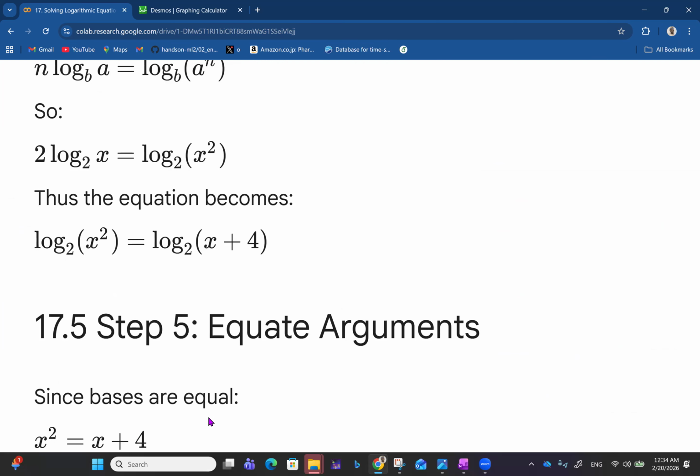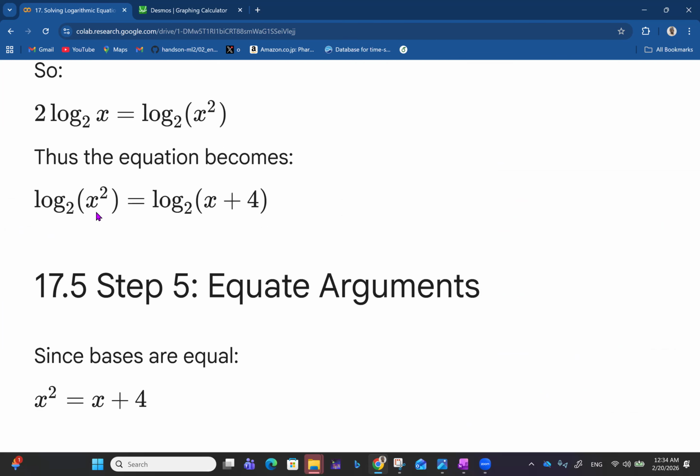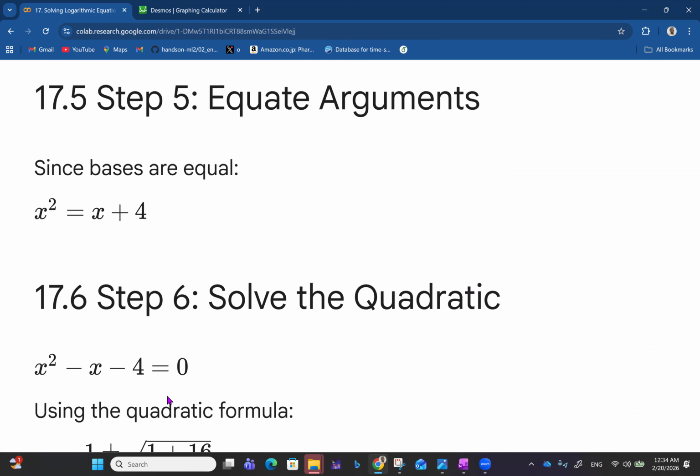And with this now, we can equate arguments. So we can then have x squared equals x plus 4. Now, the bases are the same, and then we can just compare. So since the bases are equal, we have x squared equals x plus 4. Then you solve.